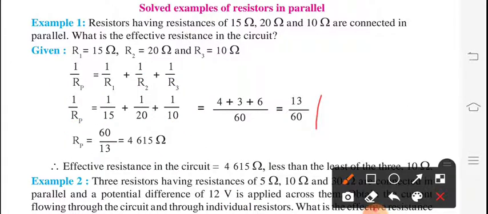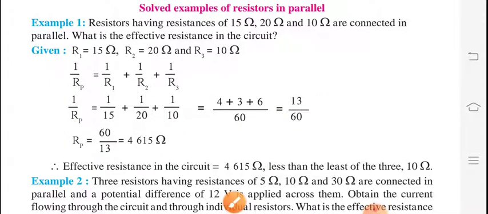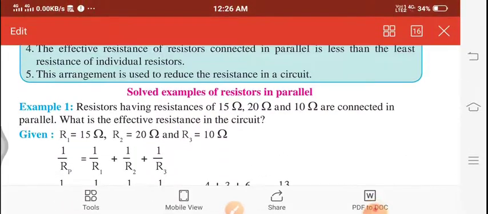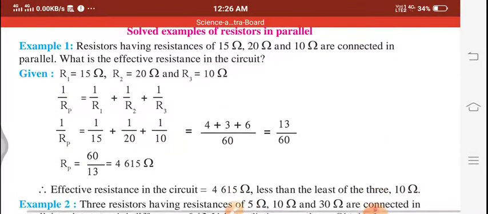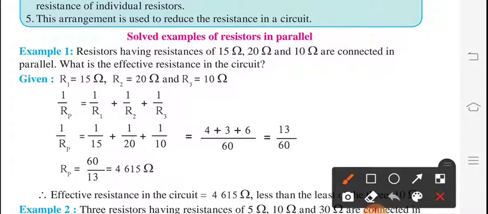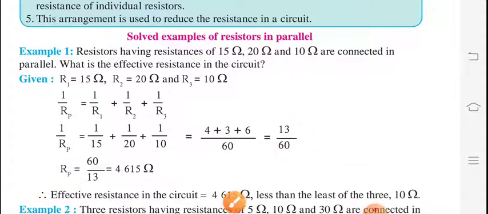13 upon 60. What we want is Rp, so we have to invert this. 1 upon Rp is going to get reversed, that is Rp, and this is also going to get reversed, which gives 60 upon 13. So if you calculate this, you will get 4.615 ohm. The final answer is that the effective resistance in the circuit is 4.615 ohm, which is less than the least resistance, 10 ohm.